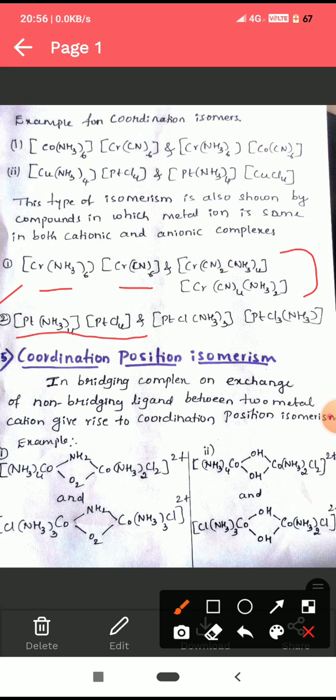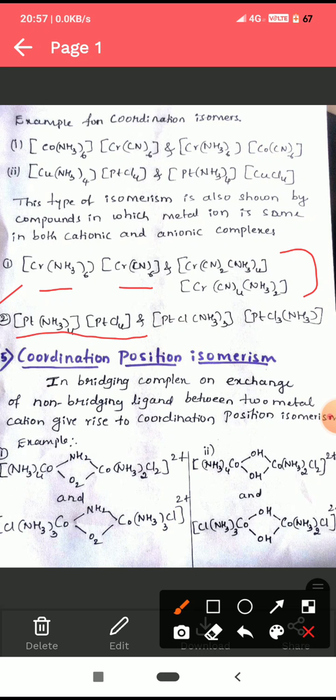Last one in the structural isomerism, coordination position isomerism. This type of isomerism is observed in the coordination compounds which have a bridging complex.